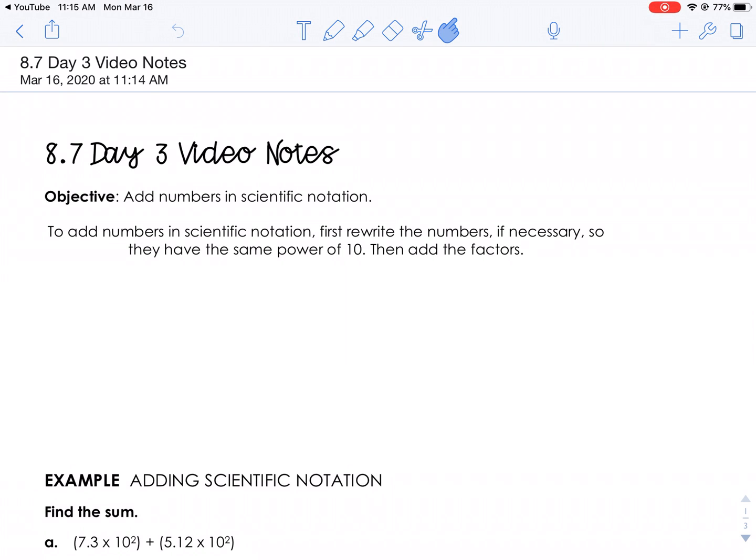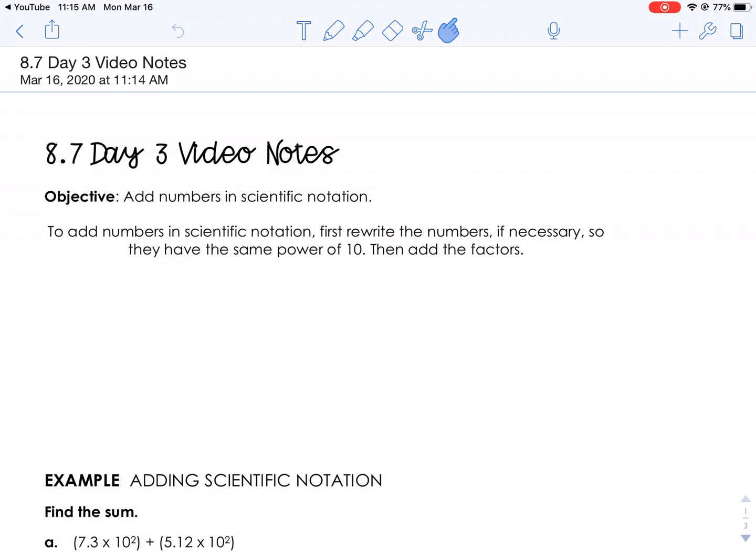All right, in this video we're going to be doing the 8.7 day 3 notes. Our objective today is to add numbers in scientific notation. So far we multiplied and divided. Today we're going to be adding, and then tomorrow we'll be subtracting numbers in scientific notation.